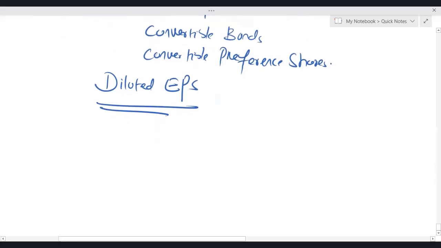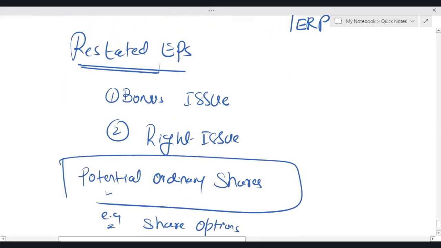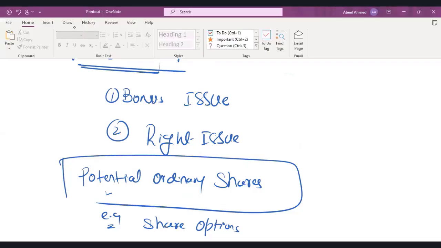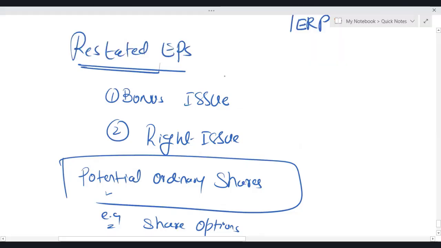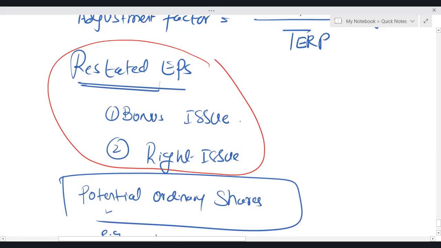Now let me give you a very important concept. What is that? Let me change the color. Okay. Basically, when we say restated EPS, whenever there's a bonus, there's a right, and I said there are two more events, but they are not in the syllabus, you have to restate the previous year EPS. Now the question is, do I need to restate basic EPS only, or do we need to restate the diluted EPS as well? Now listen.